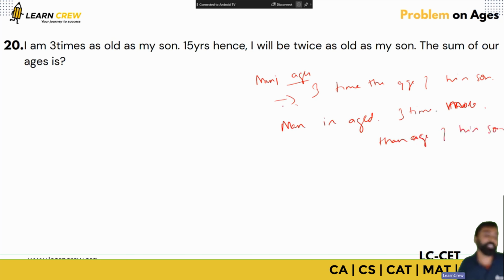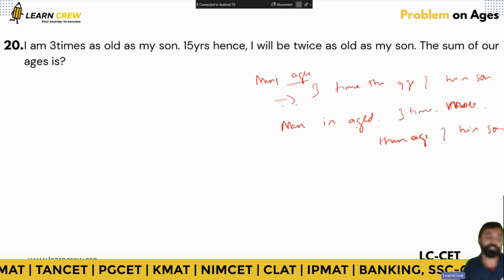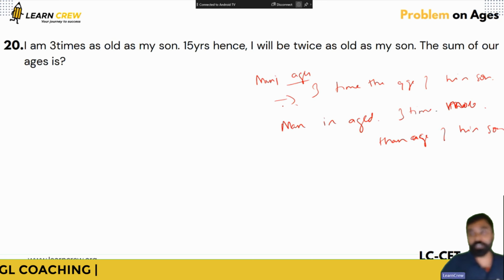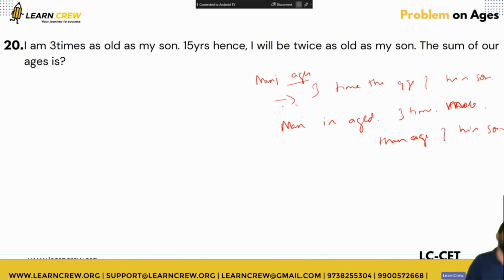The first sentence tells Manjunath ages 3 times the age of his son. The second sentence tells Manjunath is aged 3 times more than the age of his son. So which sentence tells what? How can it be represented? Both seem to be the same, but what is the difference?